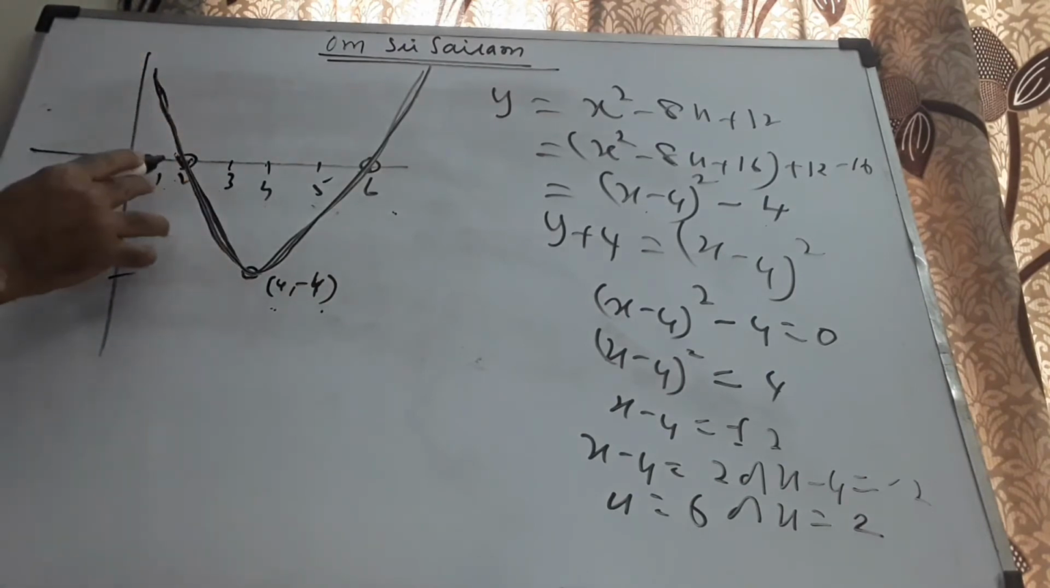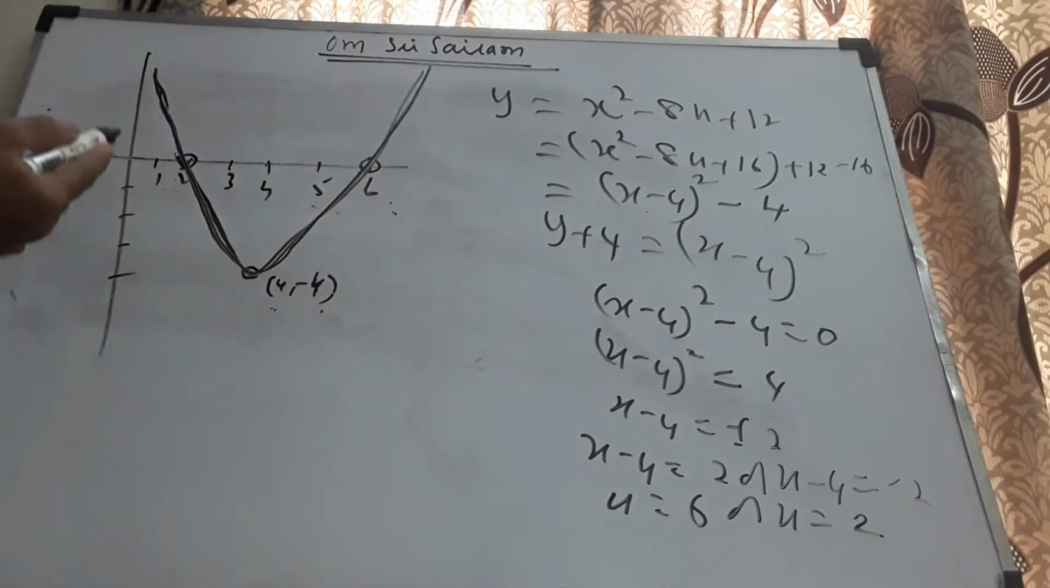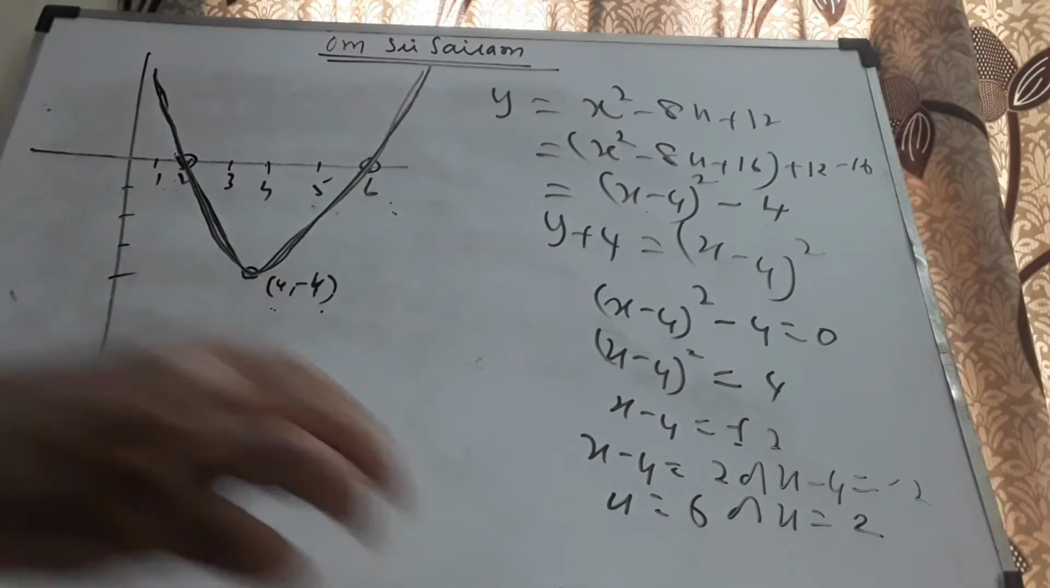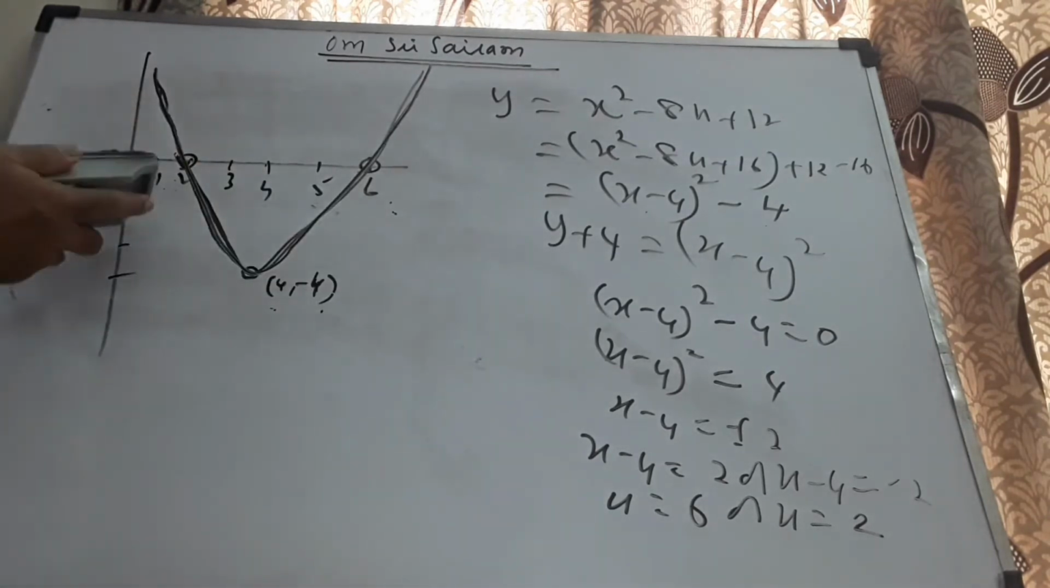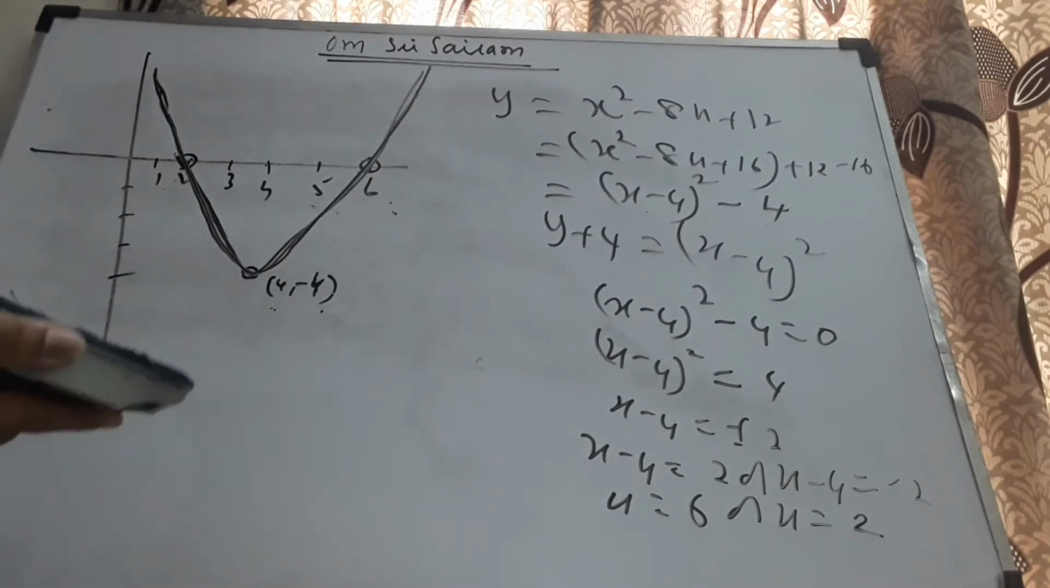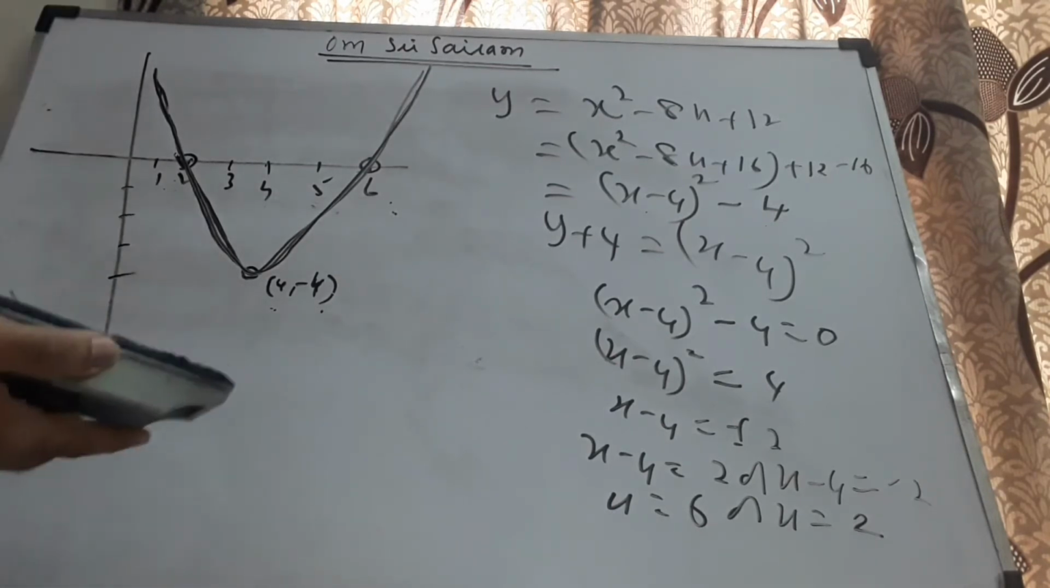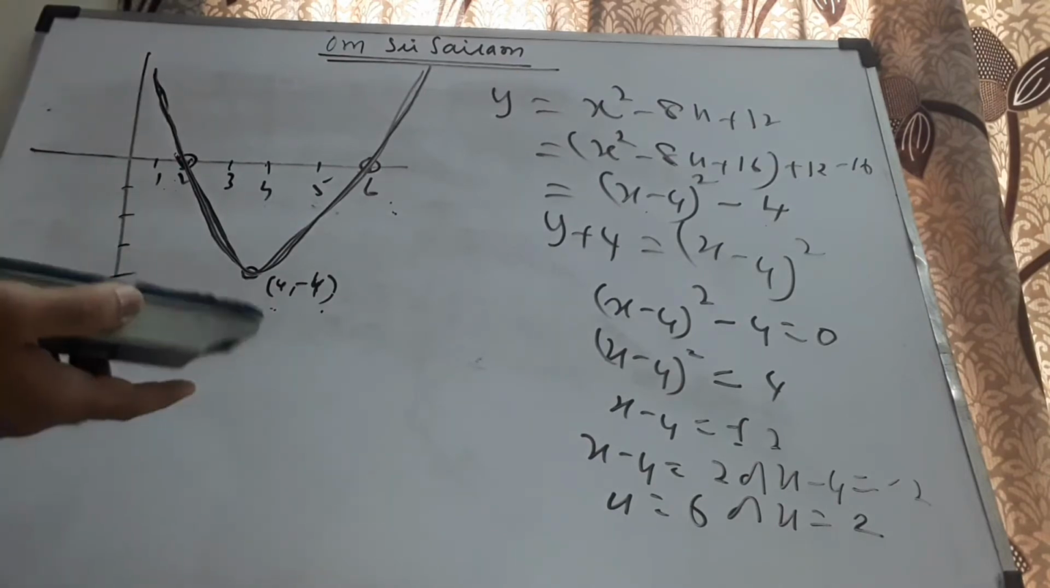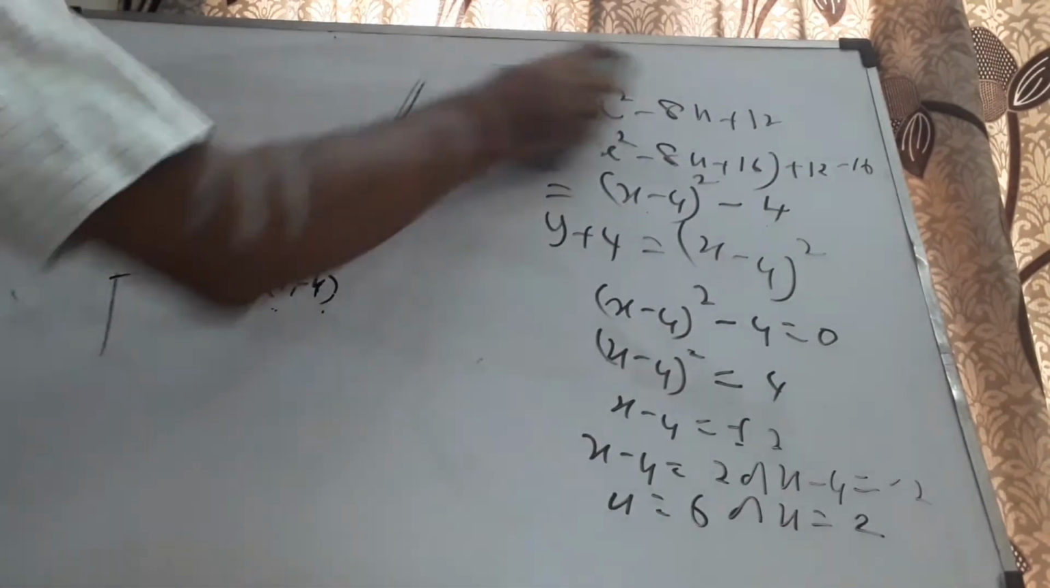If you identify, this parabola intersects the x-axis at 2 comma 0 and 6 comma 0, and the x-coordinates of those 2 points will be the corresponding zeros of the polynomial. In fact, those 2 are real zeros. If the numbers are real numbers, I call them real zeros. Actually, here I have 2 real zeros which are not equal, unequal or distinct. That is how we say.